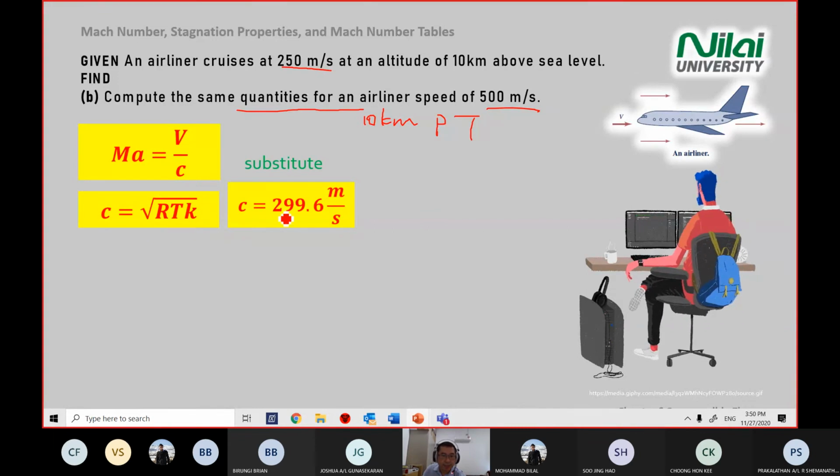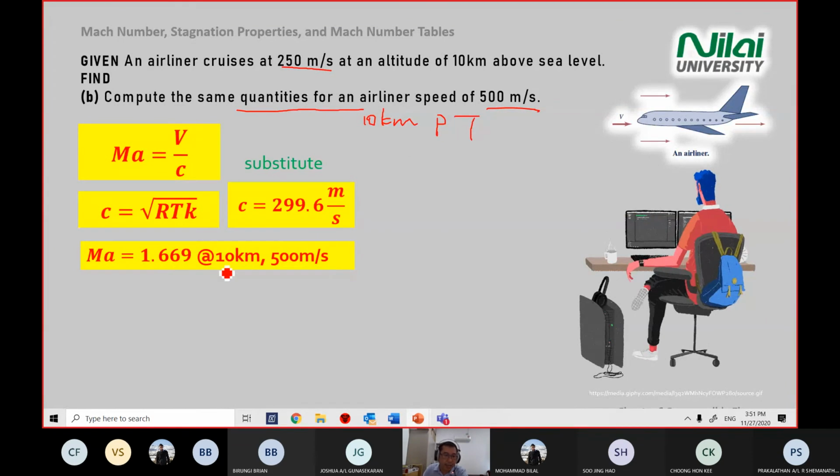RTK is still the same, because you do not change the altitude, you do not change the location from sea level. It's still at 10 kilometer. So you just change your V, and your Mach number you'll get is 1.7, or 1.67, at 10 kilometer at a speed of 500 meter per second.